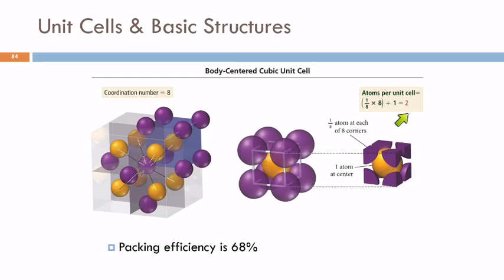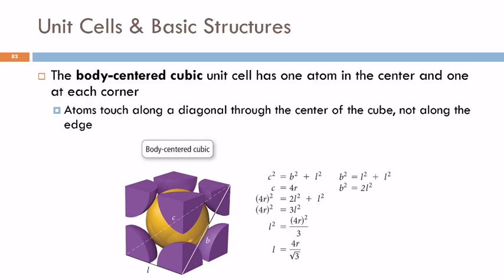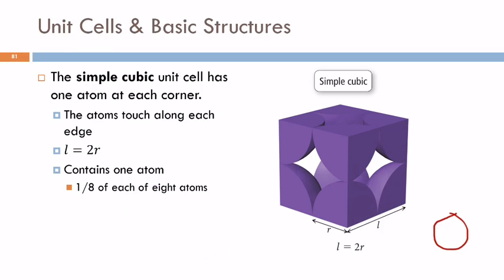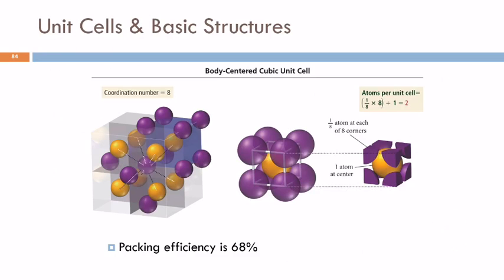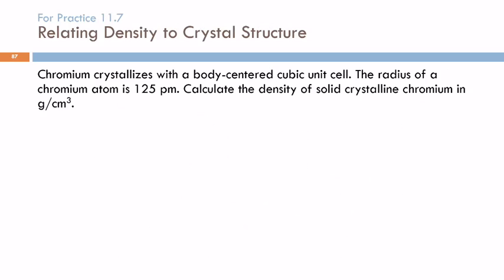So there are 2 atoms in a cell, and the length of the side is 4r over the square root of 3. Oops, that's not what I meant to do. So let's just write that information down. 2 atoms per unit cell. Length of a side equals 4r over the square root of 3.